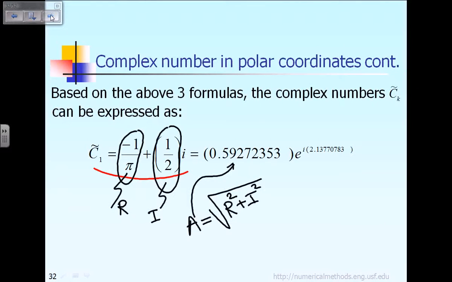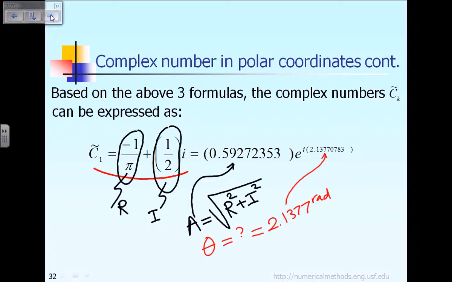The next thing is, how do we calculate the angle theta? Well, based on the value of R and I, we can see the value of theta is equal to 2.1377 radian, as I showed to you right there. Now, I have to explain to you more carefully how we calculate this value of theta, because this could be a little bit confusing.